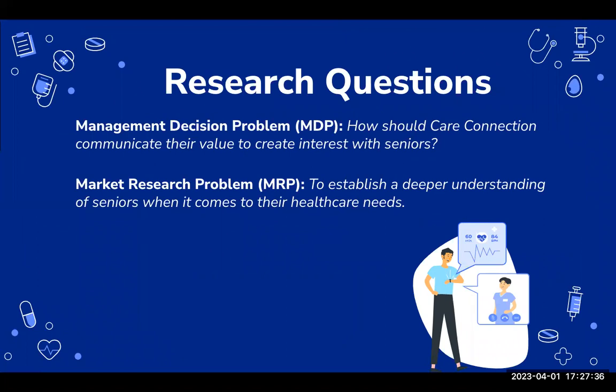The management decision problem, or MDP, that our group identified was how should Care Connection communicate their value to create interest with seniors? The market research problem, or MRP, that our group identified was to establish a deeper understanding of seniors when it comes to their healthcare needs. Now on to our findings.